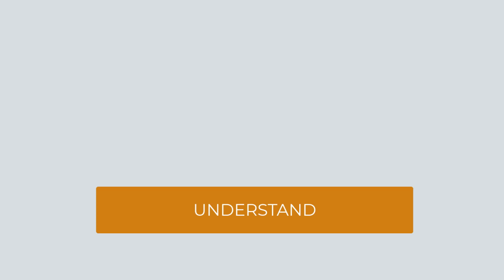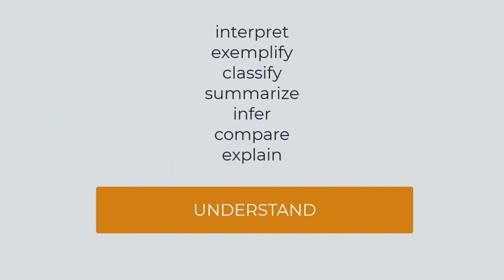The next category in the pyramid is understand. This is where the learner constructs meaning from the instruction. Verbs you might see in a learning objective for this cognitive process include interpreting, exemplifying, classifying, summarizing, inferring, comparing, and explaining.